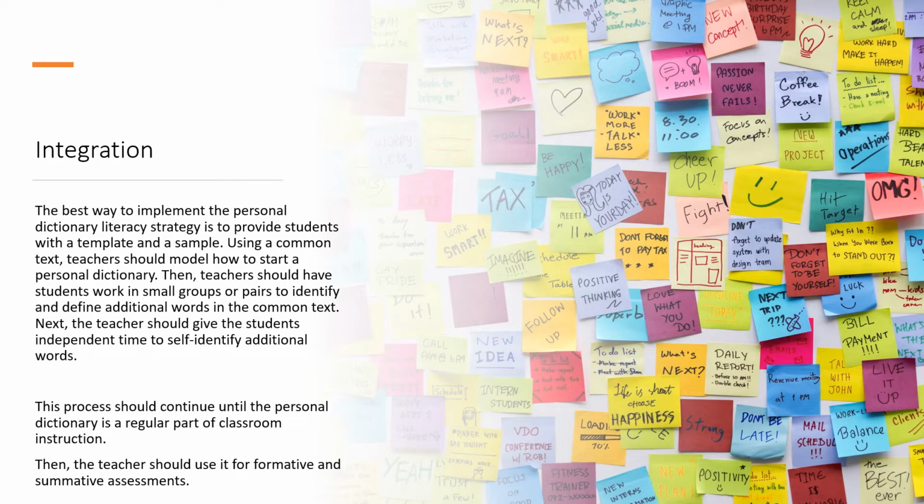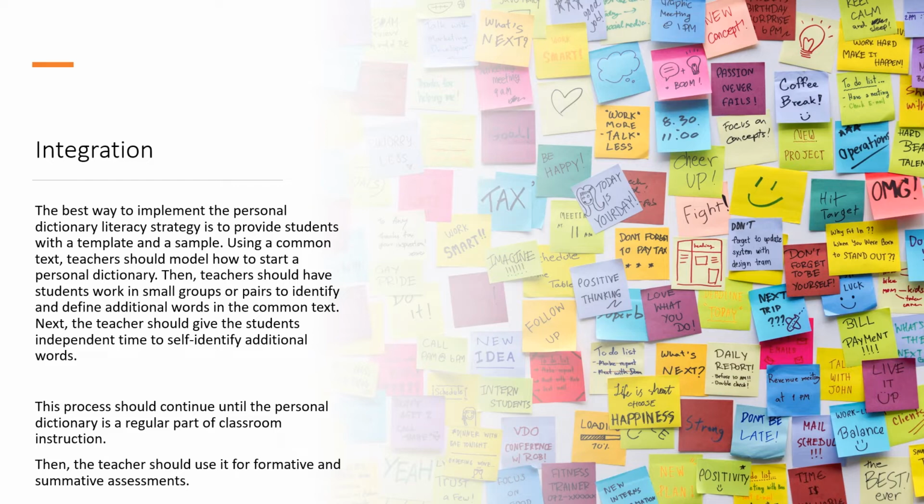Now we want to talk about how to actually integrate the strategy. The best way to implement the personal dictionary literacy strategy is to provide students with a template and a sample. Using a common text, teachers should model how to start a personal dictionary. Then, teachers should have students work in small groups or pairs to identify and define additional words in the common text. Next, the teacher should give the students independent time to self-identify additional words.